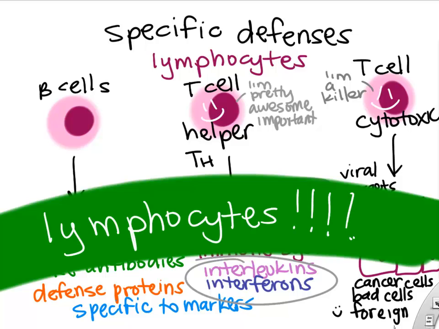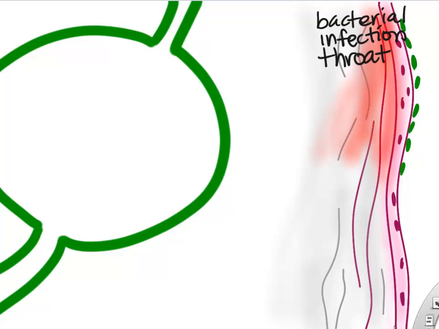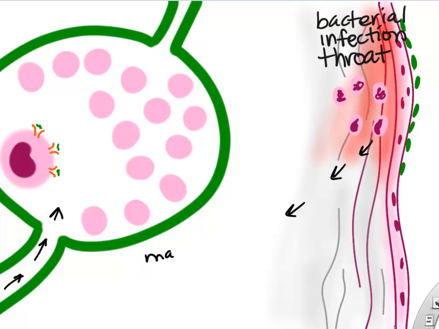So remember, these lymphocytes are going to be the specific defenses. Where do you find your lymphocytes? Well, a lot of our lymphocytes are found in lymph nodes and tonsils. So let's say you had a bacterial infection in your throat. The first things there to defend you would be something like a neutrophil or a macrophage. One of those macrophages might then travel away from your throat to somewhere like your neck or your chest, into one of those lymph nodes.